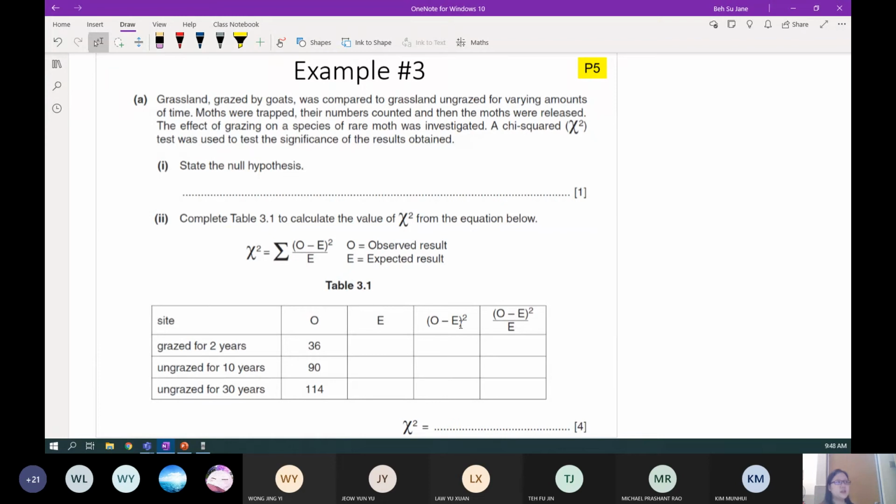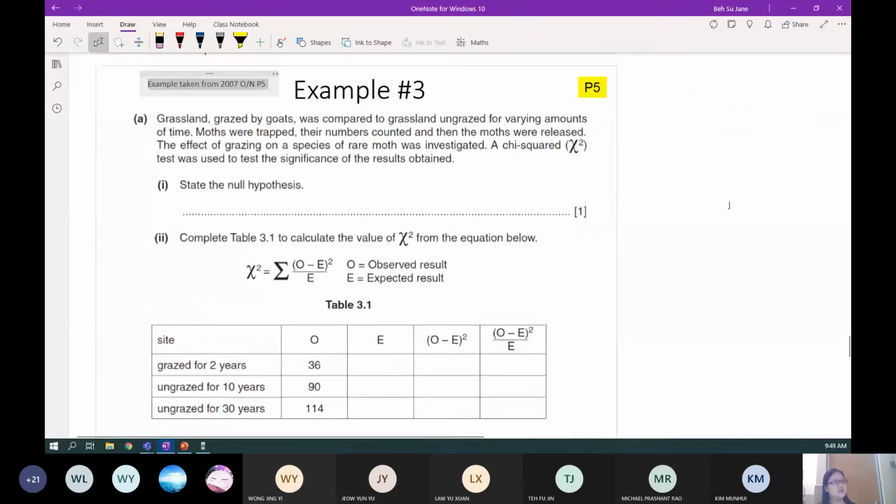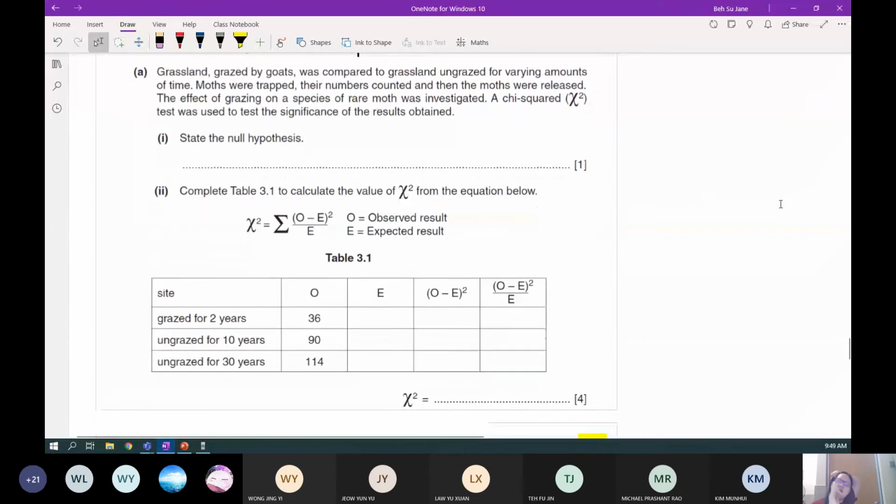So I'm just going to let you stare at this for a while and we'll complete it together in a while. I found out which year it is. It's very old, but the statistics test didn't change in the CIE syllabus.